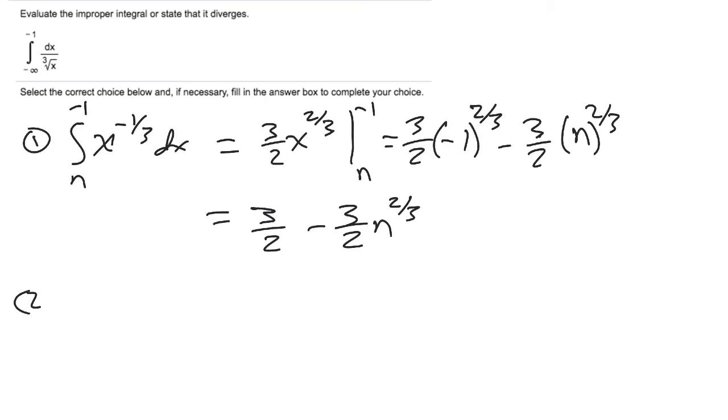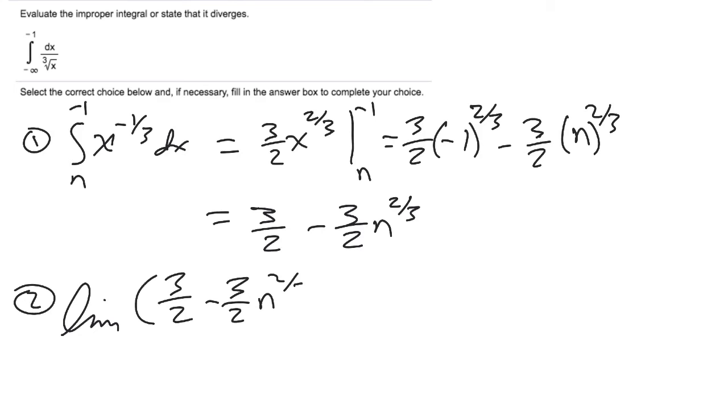So the second step is to think about what's happening to this answer, exactly the expression I got here. What's happening to this as n goes to negative infinity?